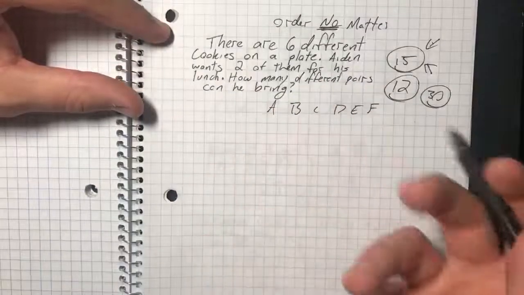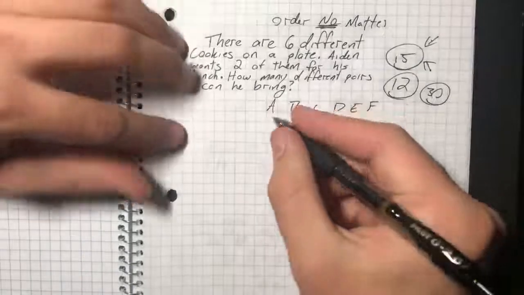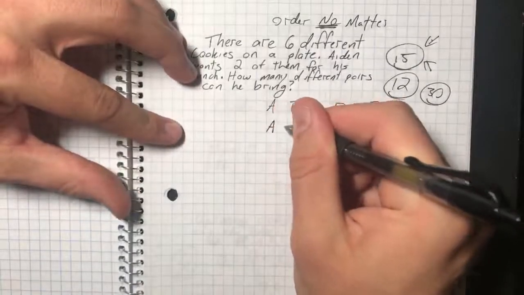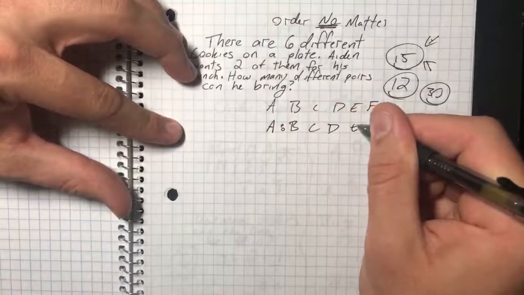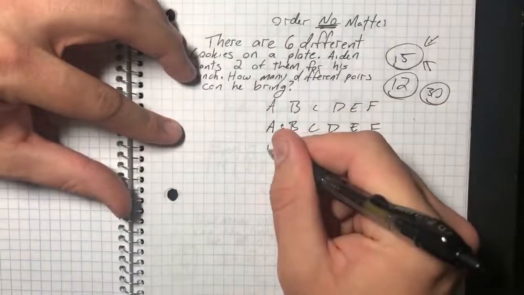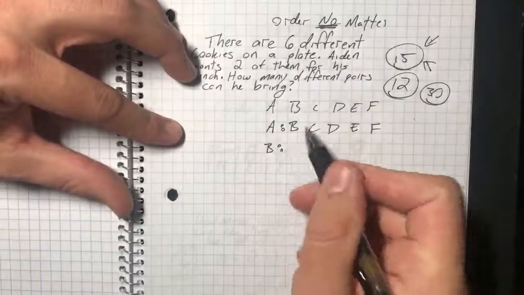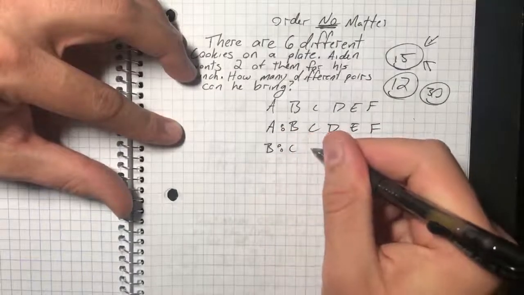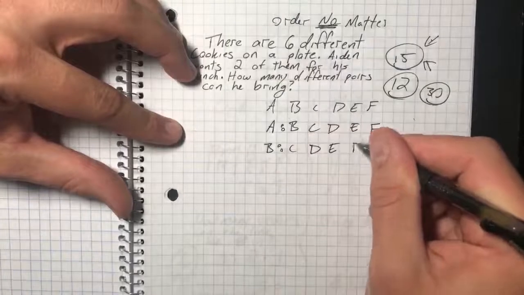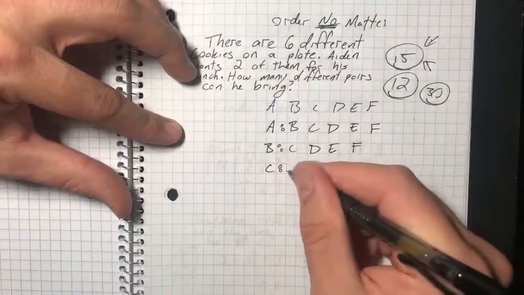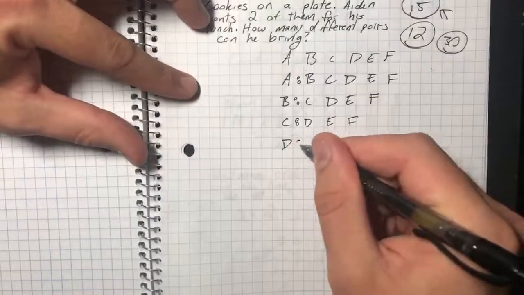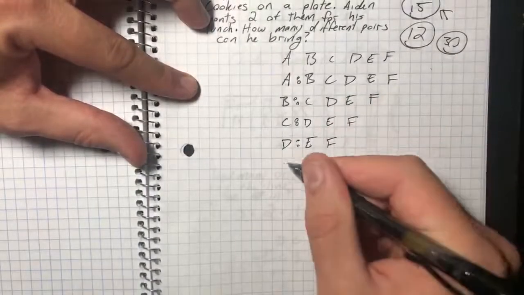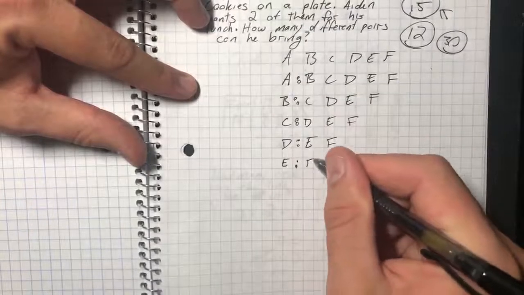So let's just see what pairs we can get with this. If we have A, what pairs can we get with it? Well, we can get B, C, D, E, or F, right? Now if we have B, we're not going to write A again because we already have that combination, so we start with C. I think you guys can see where this is going. If we have C, we can have D, E, and F. If we have D, we can have E or F. And if we have E, we get F, and that's our last pairing that's unaccounted for.